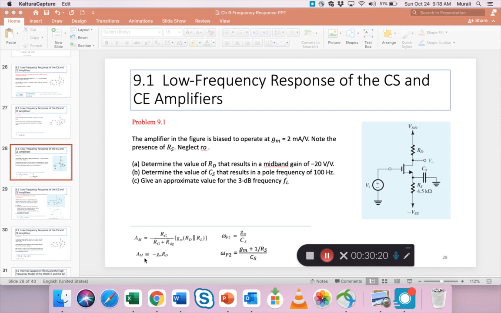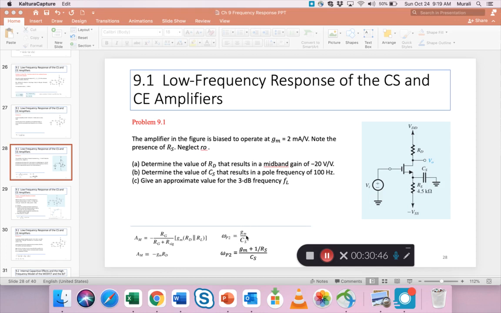So this is your total formula, which simplifies to, in this case, minus gm RD, right? Because we don't have information on Rg, no R signal is given, RL doesn't exist, so it's the simplest form, which is minus gm RD. So I'm showing you both. In case you have a problem with more resistances, then you use this. If nothing is given, just use this.